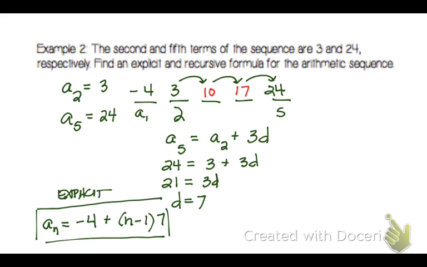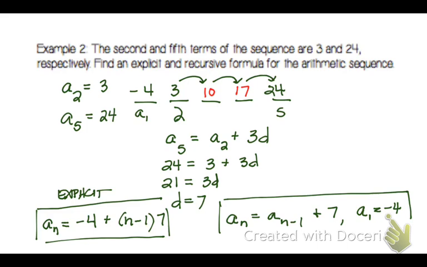And then we would also have our recursive rule, which says that I need to find the next term in the sequence by taking the previous term, a sub n minus 1, and adding the common difference of 7. And we started with a first term of negative 4. And that would be my recursive rule for that sequence.